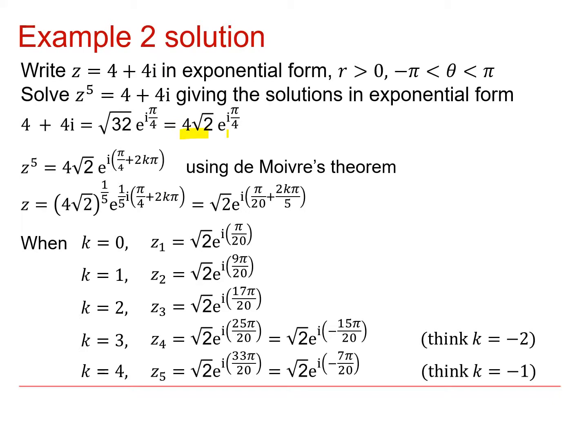There's our original modulus and argument form of 4 plus 4i. This is where it's been divided down to get the fifth root, and then this is working through each of the k values, and notice we need to bring them back into range for these two here.